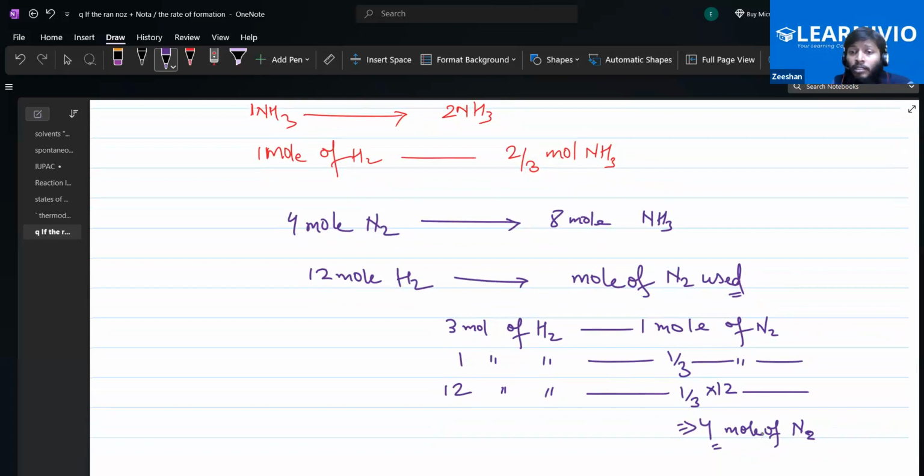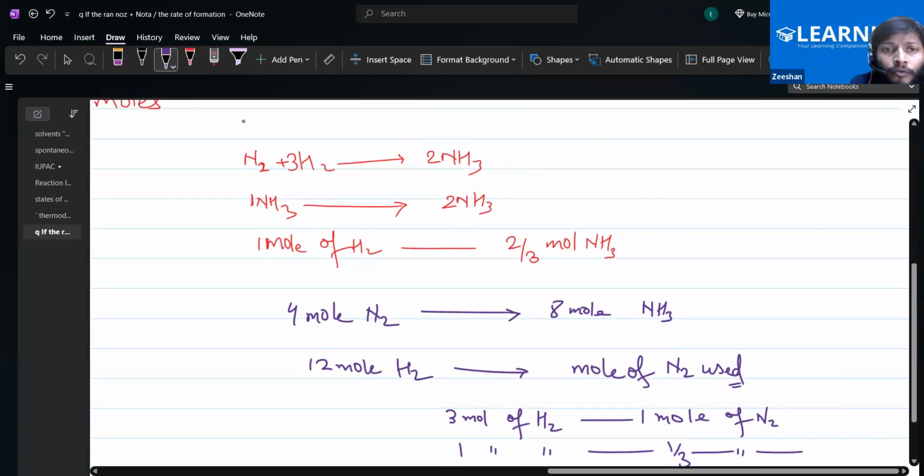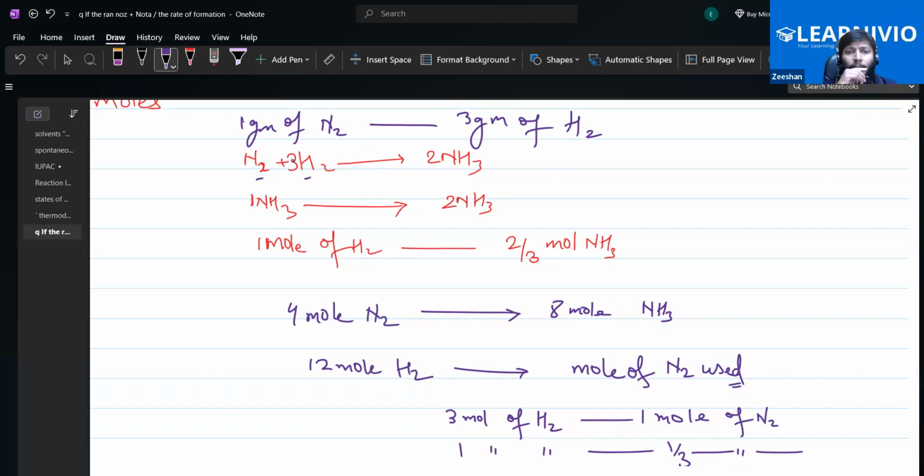Okay. So the moles are being used. Can anybody tell me, 1 gram of nitrogen is reacting with 3 gram of hydrogen? Tell me, is this statement correct or wrong? 1 gram of nitrogen is using 3 gram of hydrogen. Is this a correct statement? Yes. You tell me, Mamuna? Yes, sir.